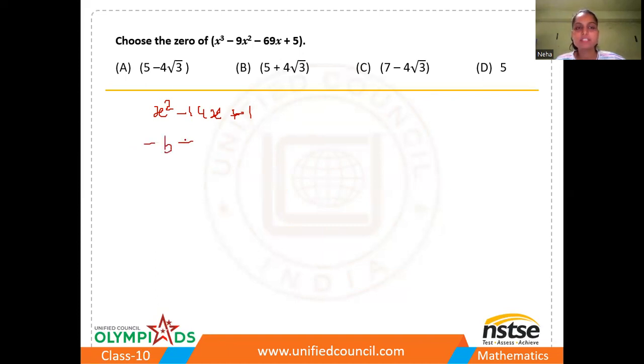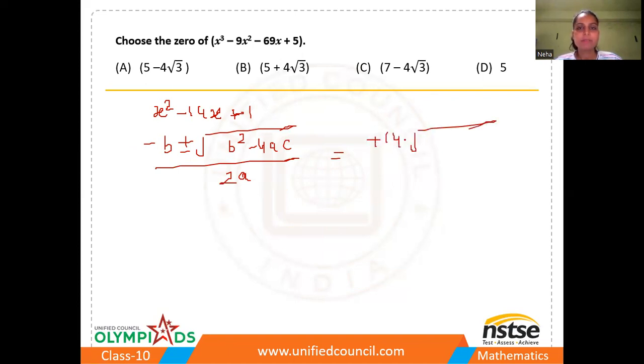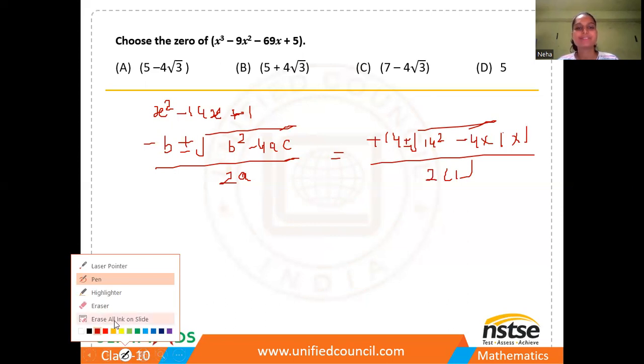The quadratic formula is minus b plus minus square root of b square minus 4ac by 2a, where a, b, c are nothing but the coefficients of x square, x and the constant number, right? So now I can put the values: minus of minus 14, that is plus 14, plus minus square root of b square, that means 14 square, minus 4 into a is 1 and c is again 1, upon 2 into a, which is 1. From here, with a simple calculation, I can find out the remaining two factors.